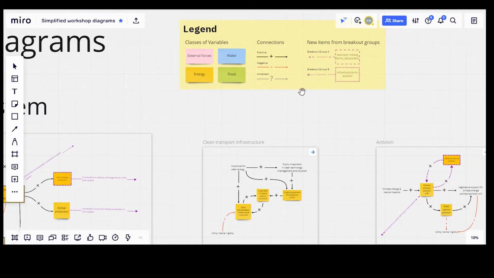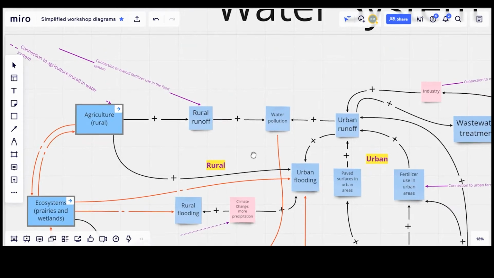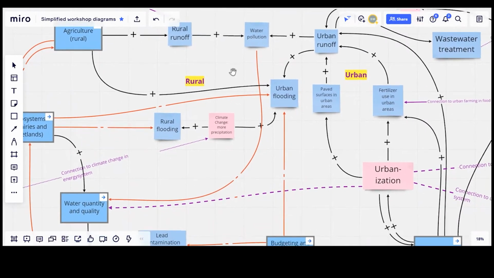This doesn't mean good or bad, but rather whether the variables change in the same direction, which is positive, or in opposite directions, which is negative. For example, more rural runoff leads to more water pollution, and the inverse is true. Less runoff leads to less pollution, so this is a positive relationship. It's a negative relationship if the variables change in opposite directions. For example, as water pollution increases, water quality decreases.